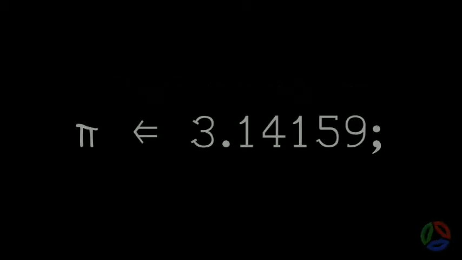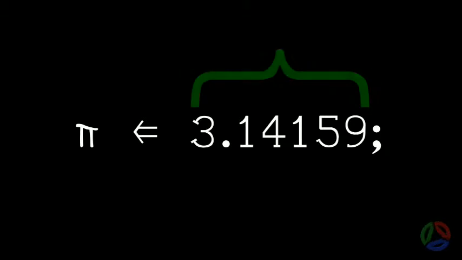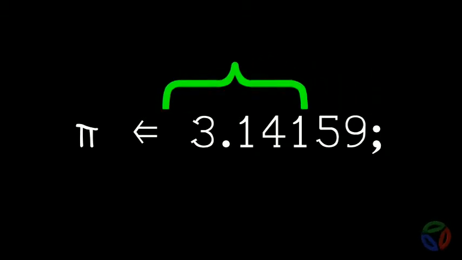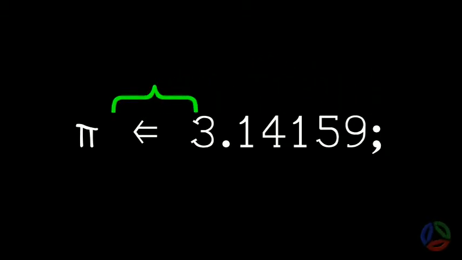Here is an assignment statement in Phi. As in C, virtually every executable statement is terminated with a semicolon. The source expression to the right side of the assignment operator is evaluated first. The result of this evaluation is assigned to the destination on the left side of the symbol.